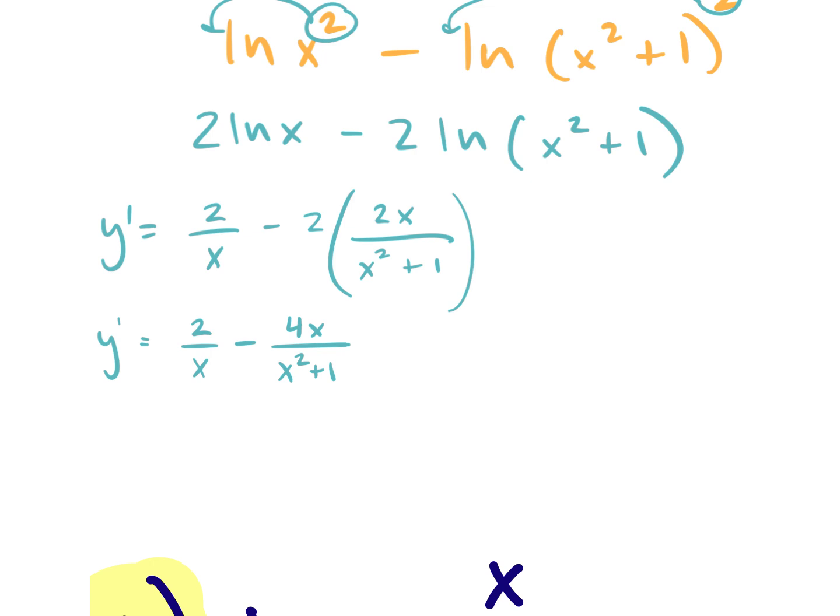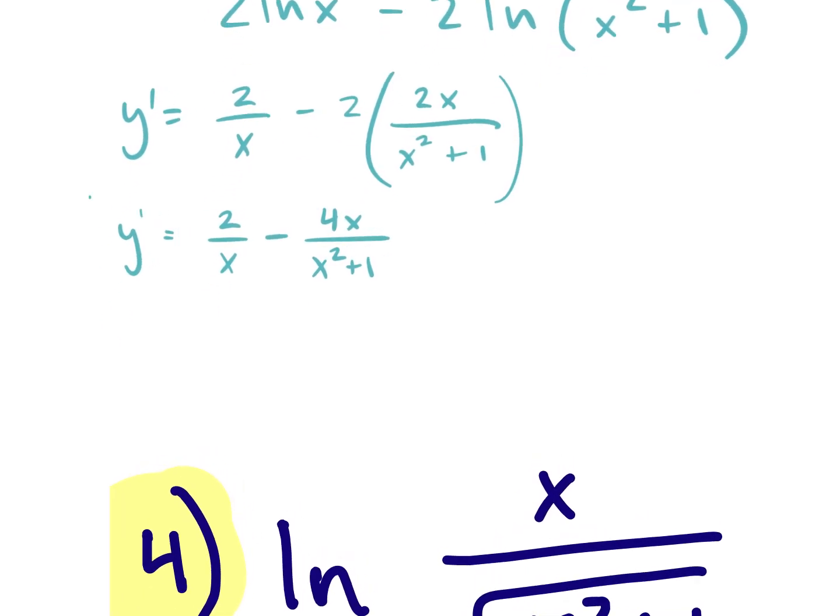On the quiz, I'm fine with you leaving it like this. Another way that you could leave it, I think that you had to on the homework, would be to find a common denominator and combine it together to be one fraction. If you want to do it that way too, you can, but this is fine on the quiz.